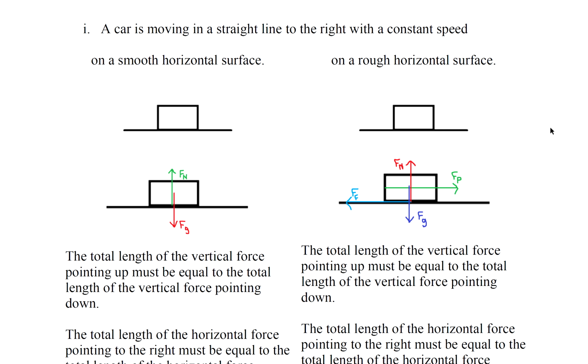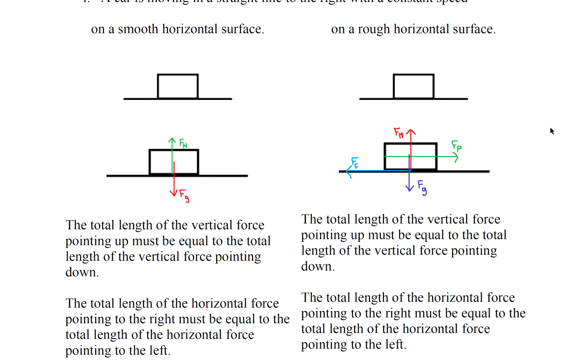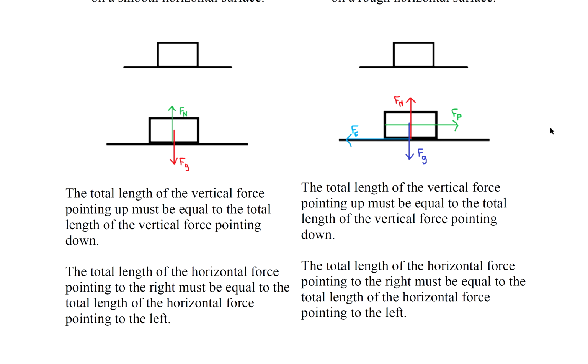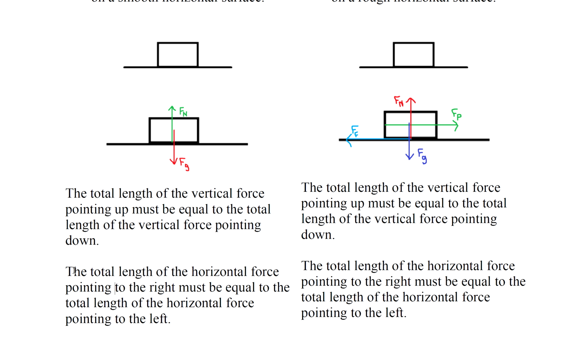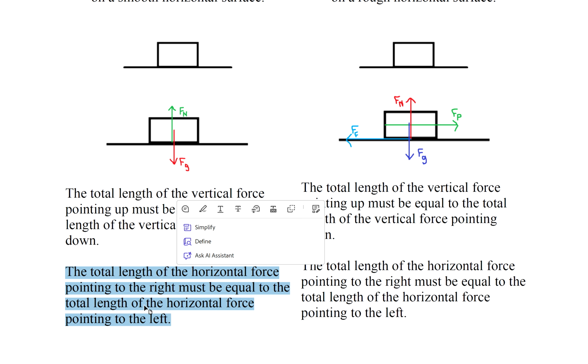Part I. A car is moving in a straight line to the right with a constant speed. Look at the problem on the left, on a smooth horizontal surface. The total length of the vertical force up is equal to the total length of the vertical force down. And the total length of the horizontal force to the right must be equal to the total length of the horizontal force to the left. But in fact, it's on a smooth surface, so there's no friction. So there is no force to the right or the left.